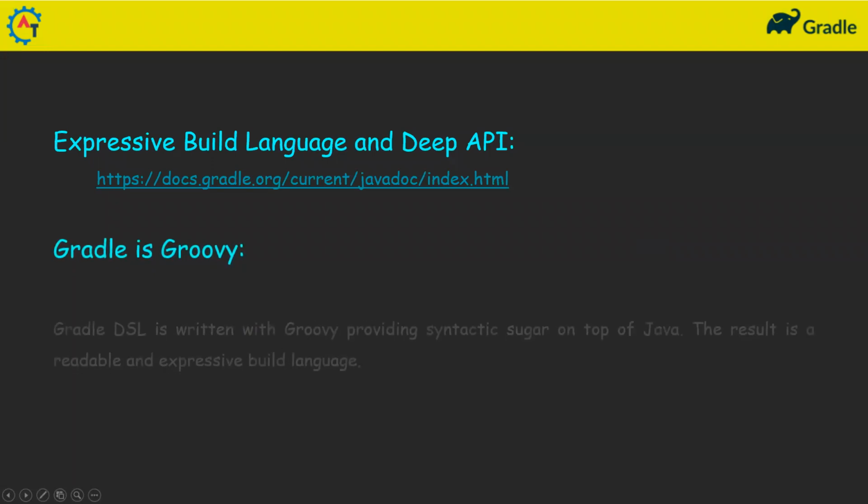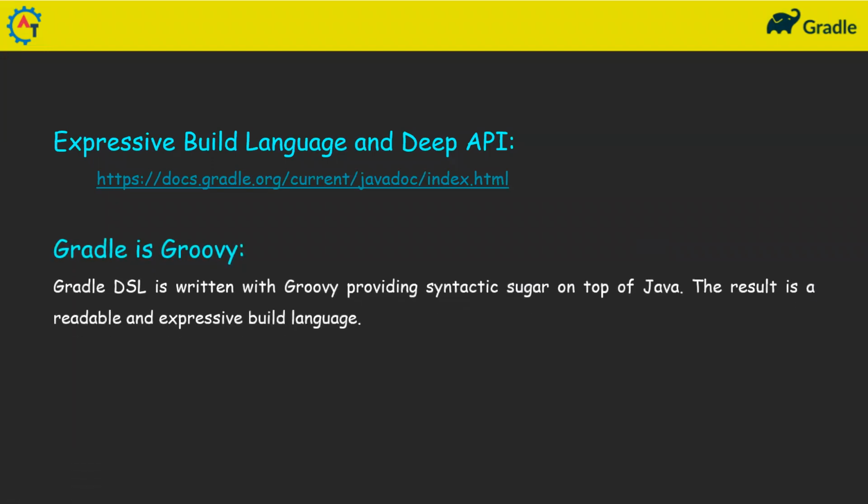Gradle is Groovy. We were just discussing that, right? The Gradle script will be written in Groovy. So Gradle DSL is written with Groovy, providing syntactic sugar on top of Java. The result is a readable and expressive build language. Groovy is developed on top of Java and makes it easy to write your code. So because of that, the result is a readable and expressive build language.